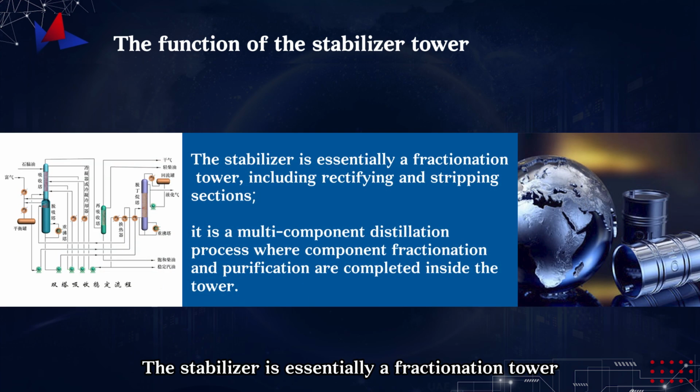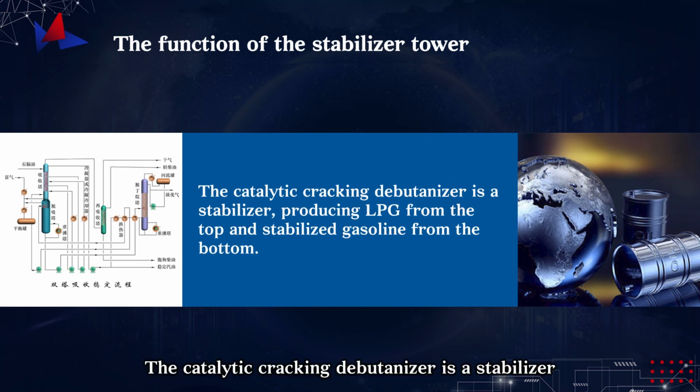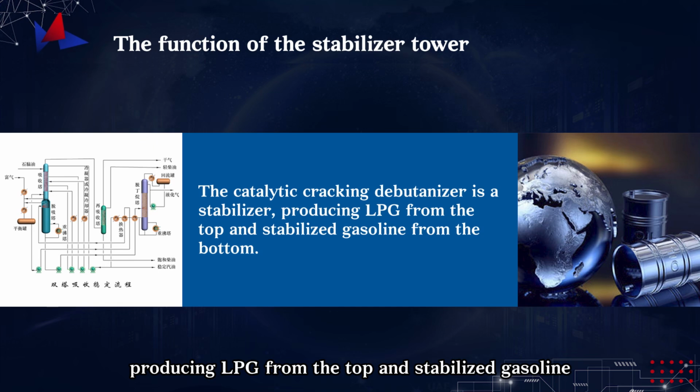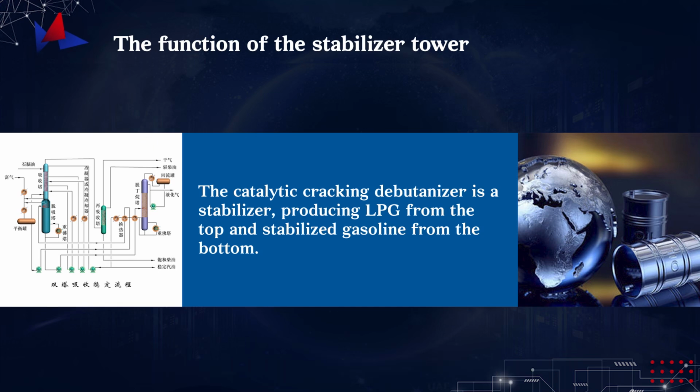The stabilizer is essentially a fractionation tower, including rectifying and stripping sections. It is a multi-component distillation process where component fractionation and purification are completed inside the tower. The catalytic cracking debutanizer is a stabilizer, producing LPG from the top and stabilized gasoline from the bottom.